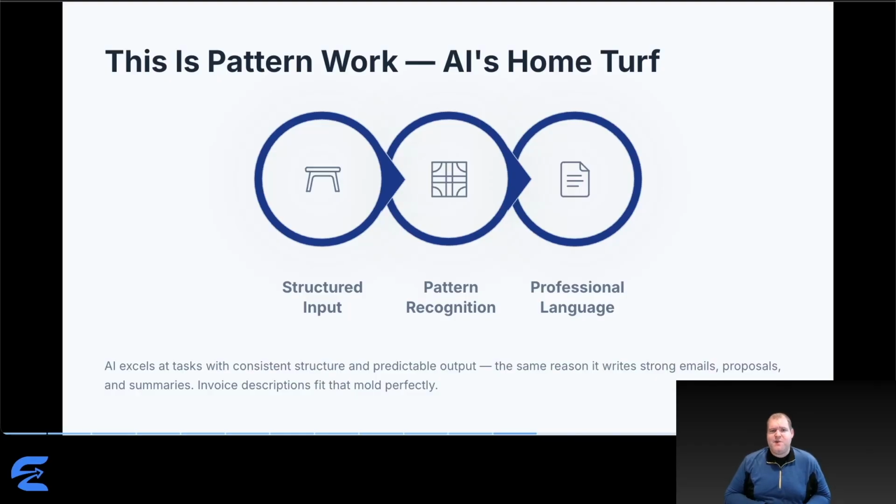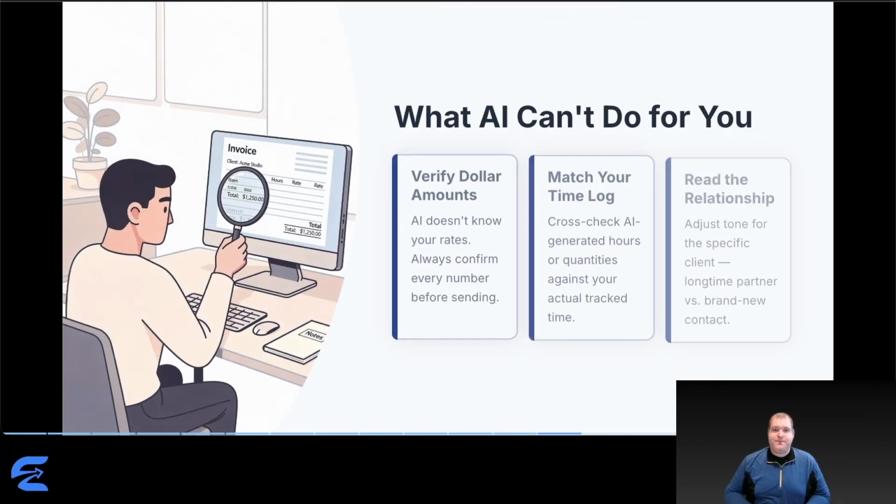The same reason it writes strong emails and proposals, which we covered early in this series, is the same reason it handles invoice descriptions cleanly and consistently. Structured input, predictable output format, professional language as a target. That's the kind of task where AI performs reliably, not occasionally.